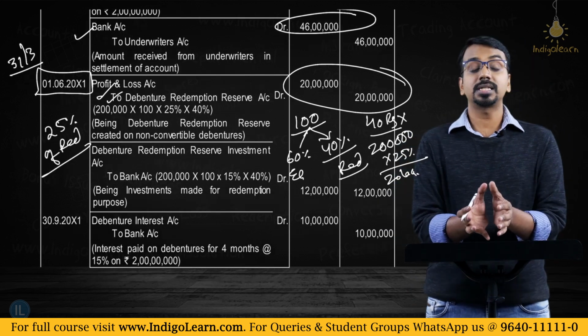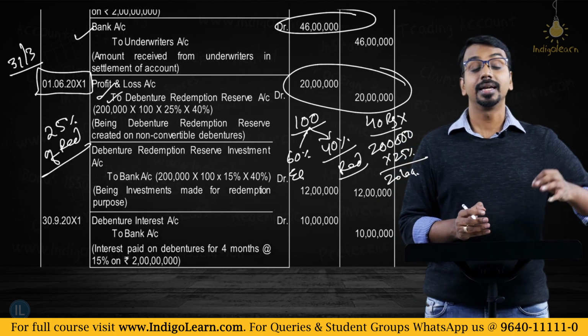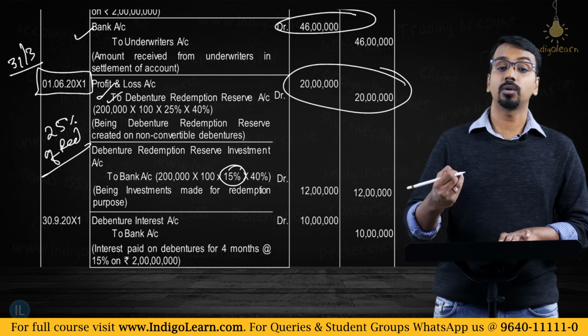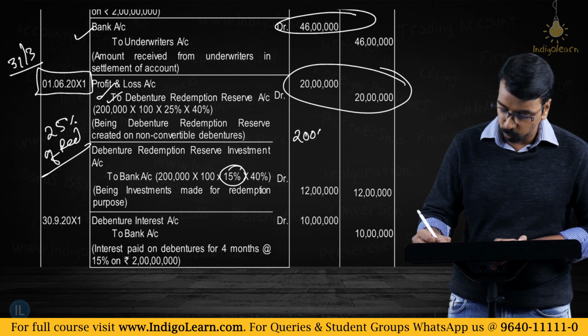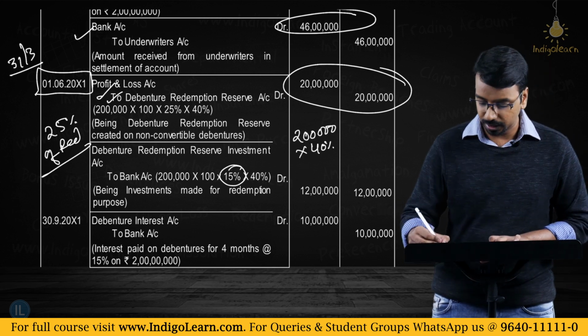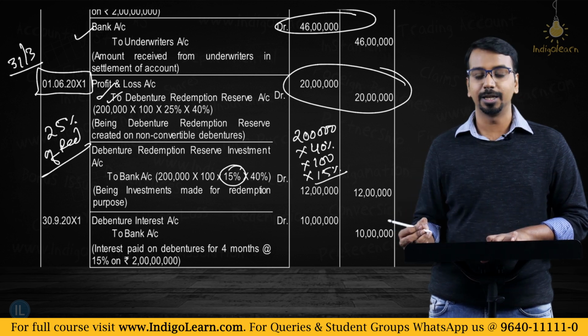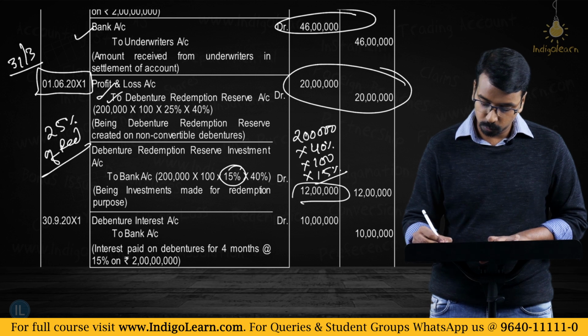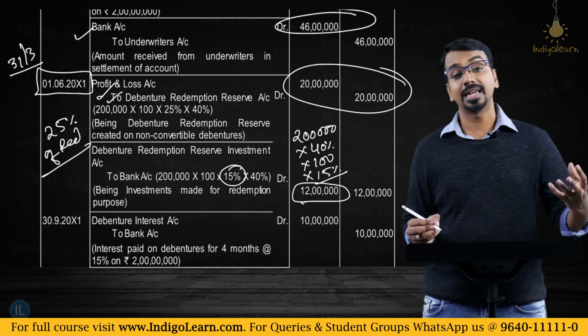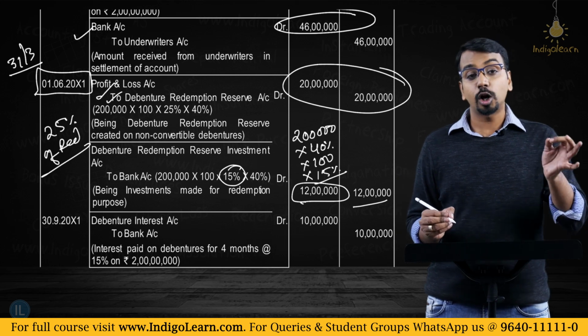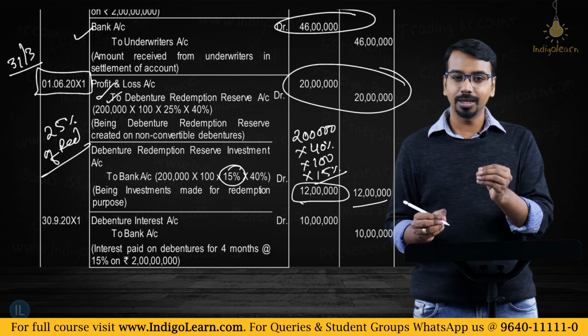Then 25% is the reserve creation requirement. Investment requirement is 15%, right? Again you had 2 lakhs of debentures. Of this, only 40% will be redeemed. Into 100 rupees is the face value, into 15% is what you need to invest. That comes to 12 lakhs. So 20 lakhs is the redemption reserve, 12 lakhs is the investment. Though they have not mentioned this in the question, these two entries are necessary.